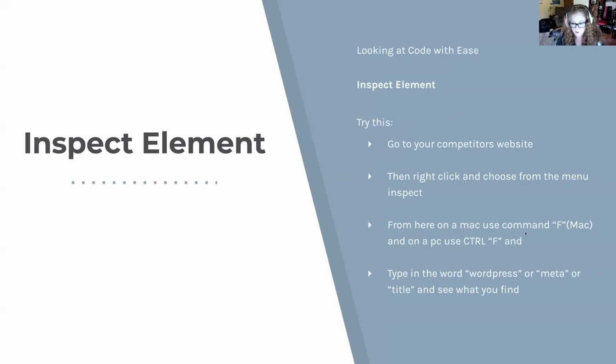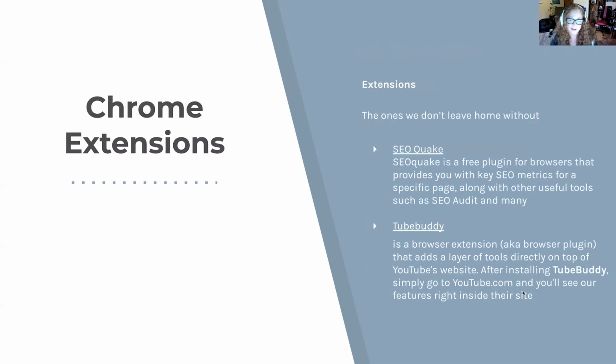Then you use Control or Command F. We can look for the word WordPress or meta or title, and it's an easy way to get a really good snapshot if you're not using something like Mangools or something like that.